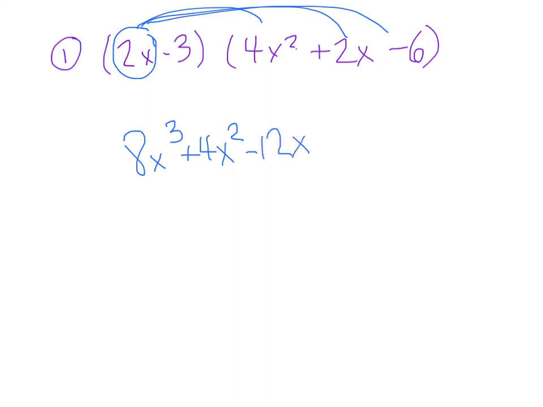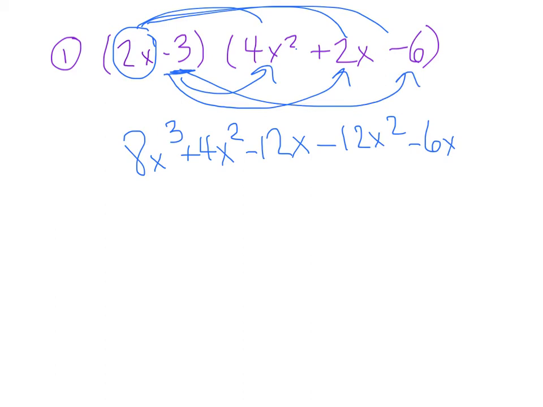And now we're going to do the same thing with our minus 3. We have to distribute it to all the terms in our second parentheses. Negative 3 times 4x squared, we're going to have a minus 12x squared. Then negative 3 times 2x, so negative 3 times 2 is going to be negative 6x. Now I'm going to take negative 3 times a negative 6, so negative 3 times negative 6 is positive 18.